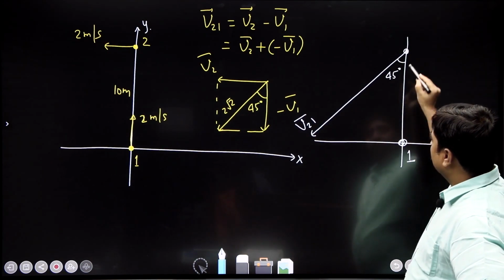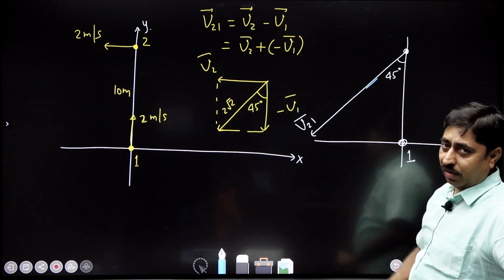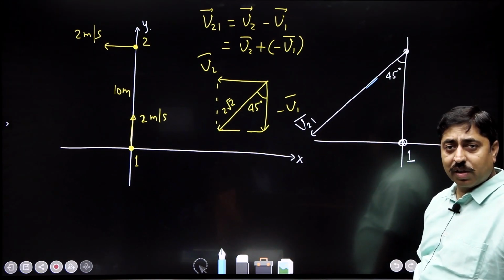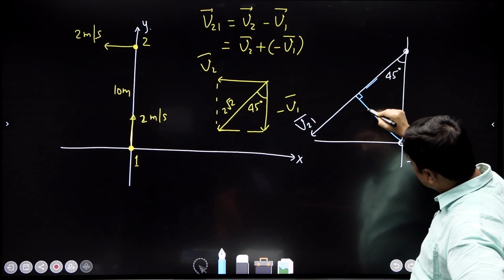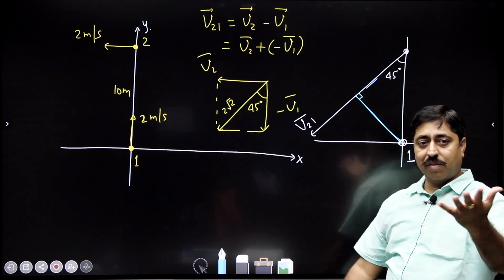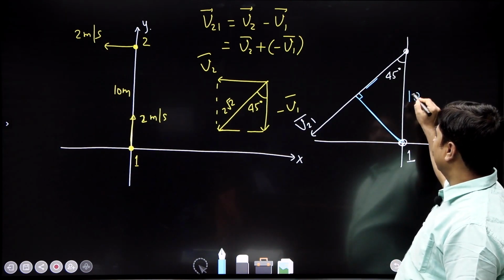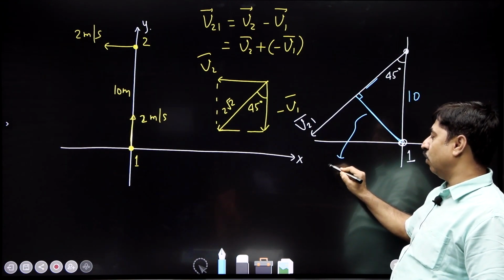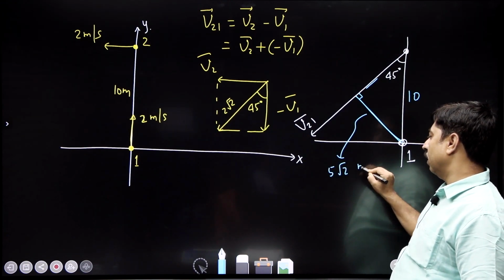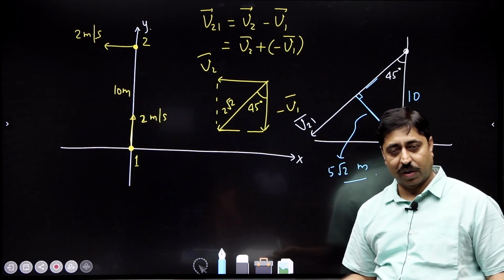This is a fixed point and this particular point is moving along this line. So, how do we get the smallest distance? From this point, drop a perpendicular here, and this is the smallest distance, isn't it? So, if this is 10, this angle is 45, the smallest distance is 10 by root 2, that is 5 root 2 meter. This is our answer, as simple as that.